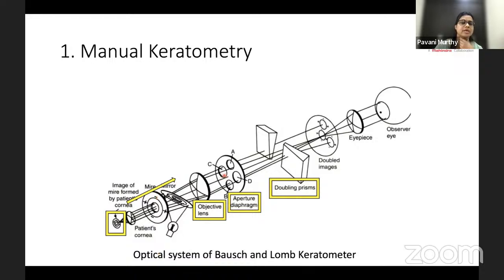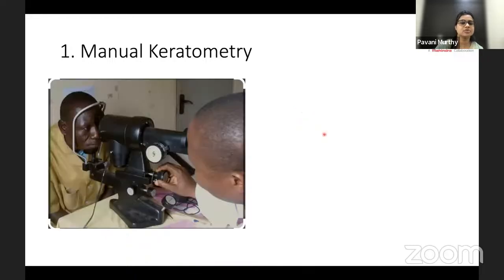When the light rays pass through the aperture C, they travel through the base up prism and will be deviated up to form the image on the superior mire. The light rays from the aperture D will pass through a base out prism and will be deviated to the right to form this mire. The light rays from the aperture A and B travel in between the two prisms and form the central mire. Now, these mires are being appreciated by the observer's eyes through the microscope, through the eyepiece.